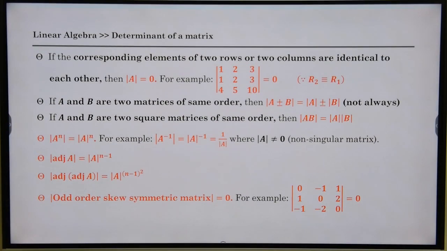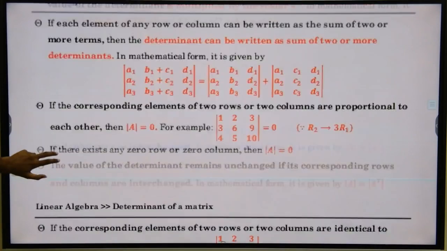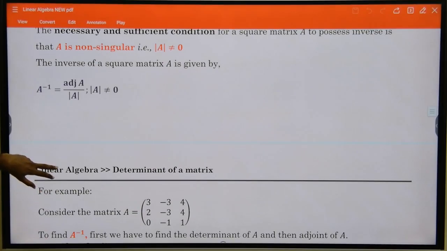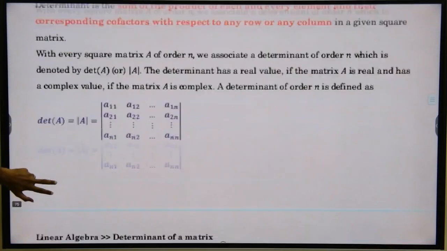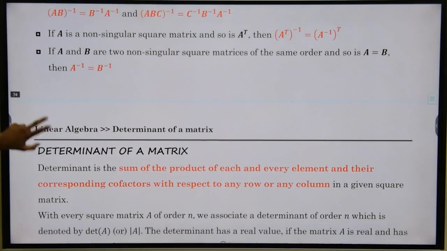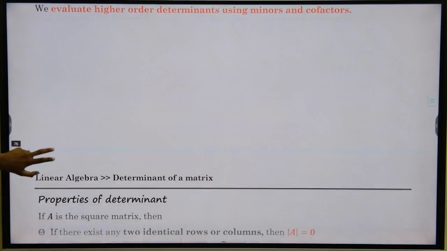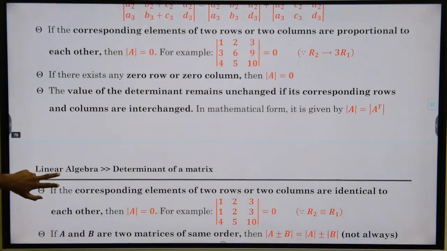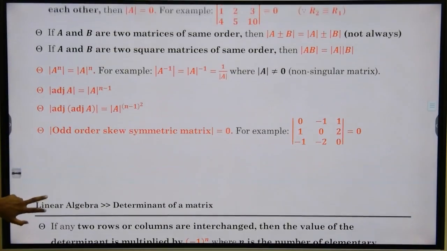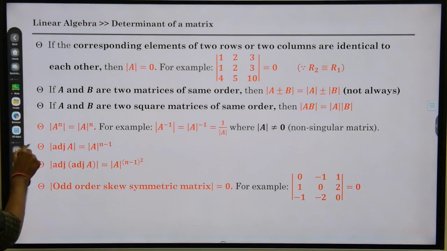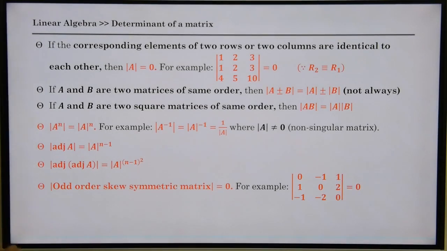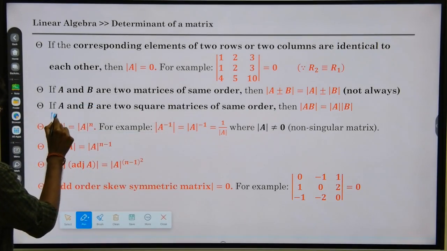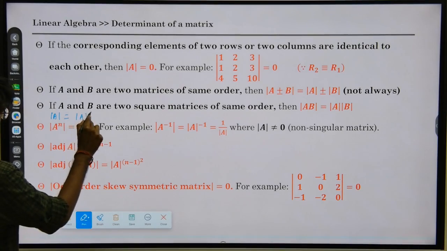Okay. See, if I take an orthogonal matrix, write an example. Orthogonal matrix example. Just give me the example for orthogonal matrix. Example, 1 second. Determinant of A will be equal to determinant of A transpose.